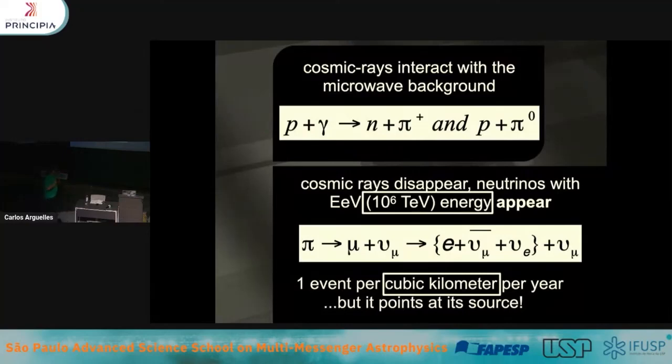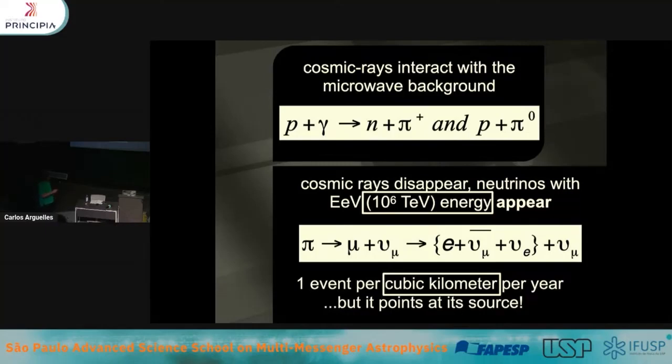I'm going to go into more detail about this, in actually quite gory detail. But when you do this calculation, you figure out that the cosmic rays start disappearing and neutrinos start appearing at energies close to 1 exa-electron volt. That's 10 to the 6 TeV. A TeV is 1,000 GeV. A GeV is the mass of a proton.